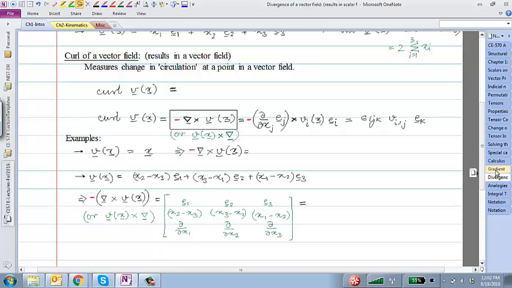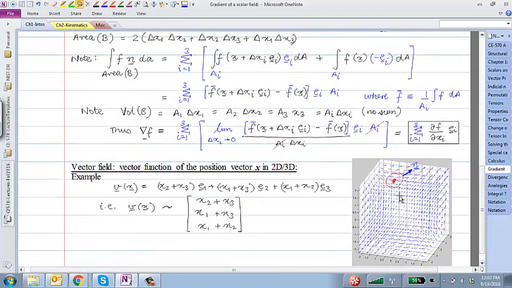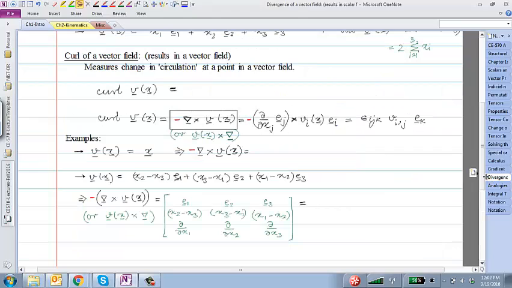So if I go back to this picture, this was my vector field that I was talking about. Again, if I want to measure the curl of this vector field, I would go to that point, surround myself in a small infinitesimal body, and try to measure how much of that vector field is circulating around that point. How do I measure circulation? That's done through a cross product.